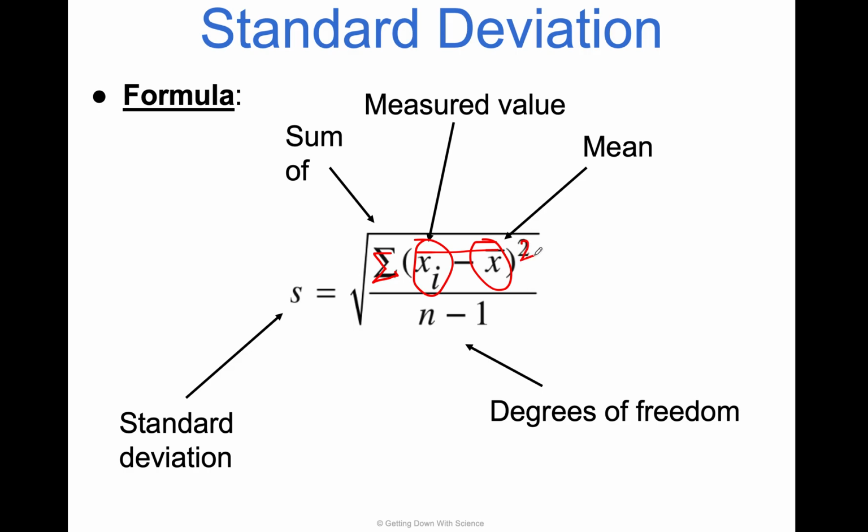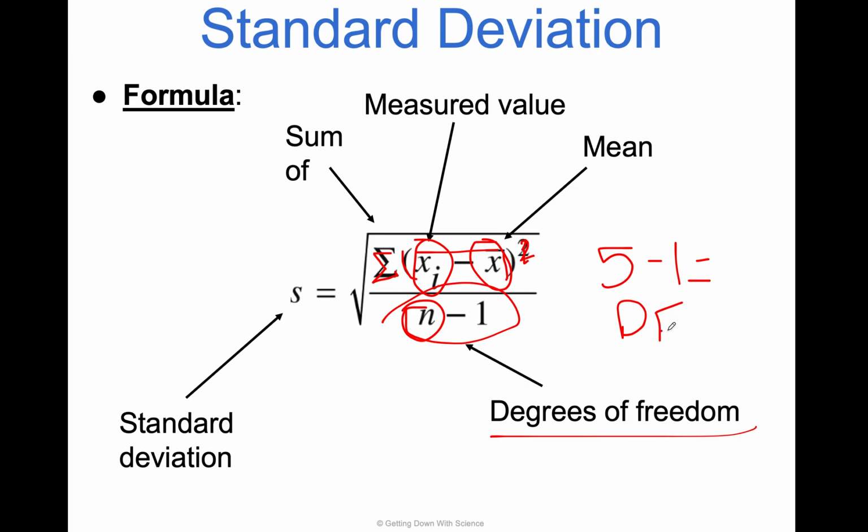All right, so remember PEMDAS, right? Parentheses, exponents, multiplication, division. Down here is your degrees of freedom. We call it degrees of freedom. All that is the number of data points that you have minus 1. So if we're going back to the tomato plants, there was 5 tomato plants. We're going to minus 1 from that. Our degrees of freedom is 4. Okay? Pretty simple.